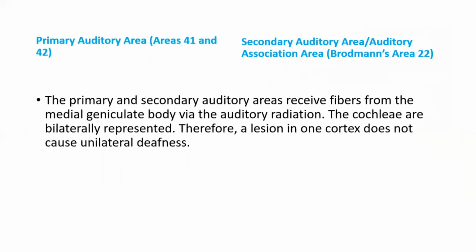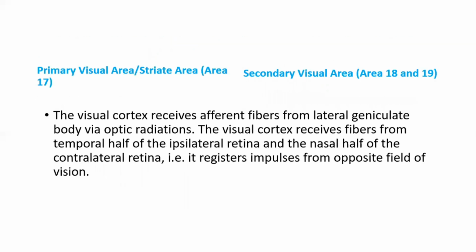Then we have the primary auditory area. For primary and secondary auditory, there are two areas. And the primary and secondary auditory areas receive fibers from the medial geniculate body via the auditory radiation. And here some cranial nerves are also included for these areas, for hearing. Then we have the visual areas, primary visual area and the secondary visual area.